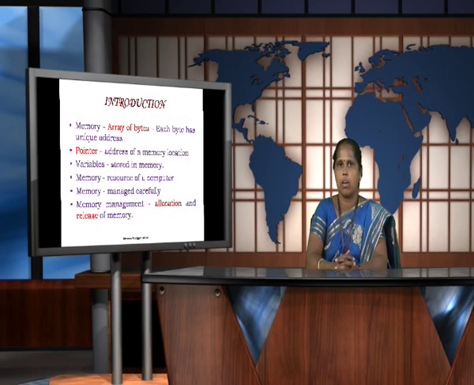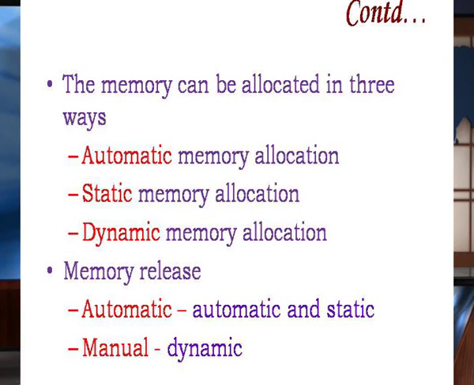The memory can be allocated in three ways: automatic, static, and dynamic. The memory allocated has to be released by using the memory releasing functionality. That memory releasing can be done in two ways, either automatic or manual.